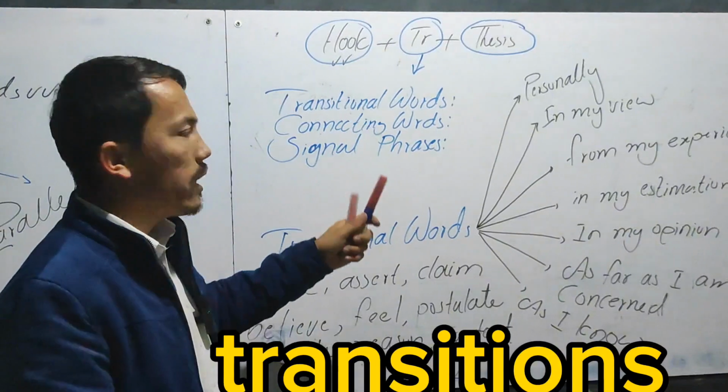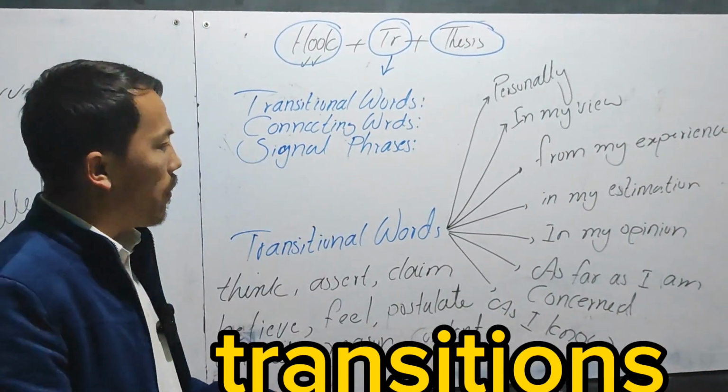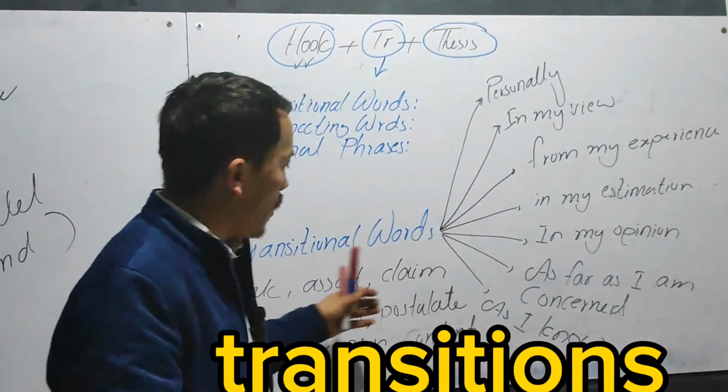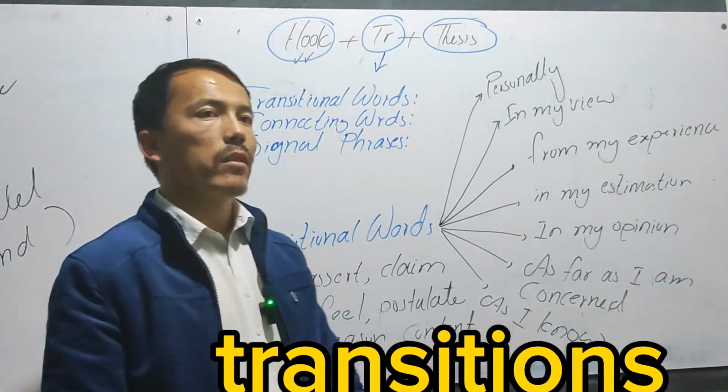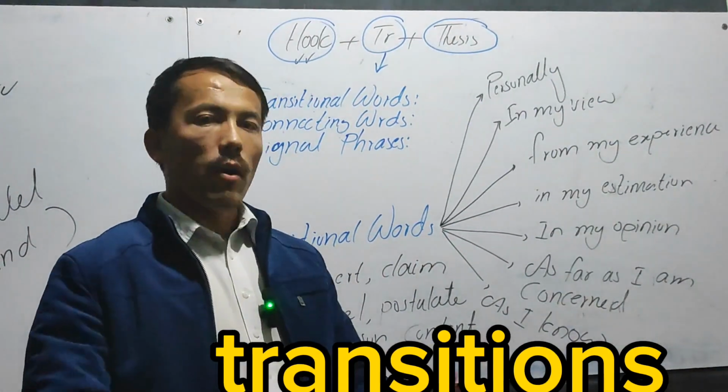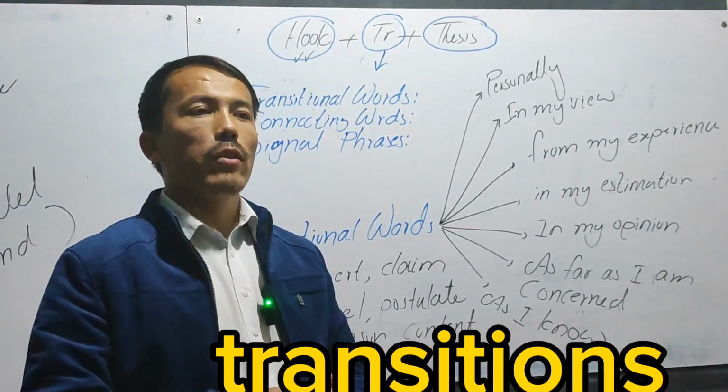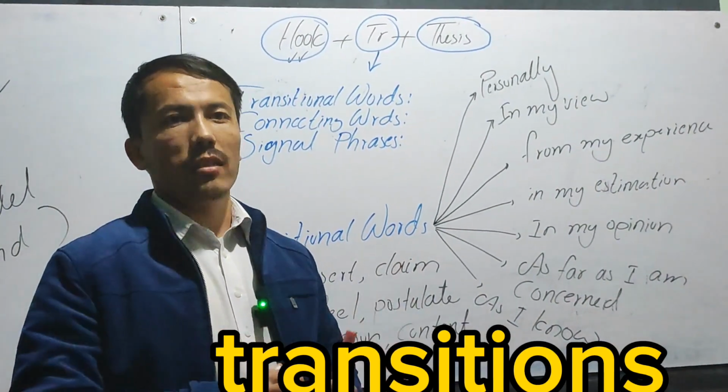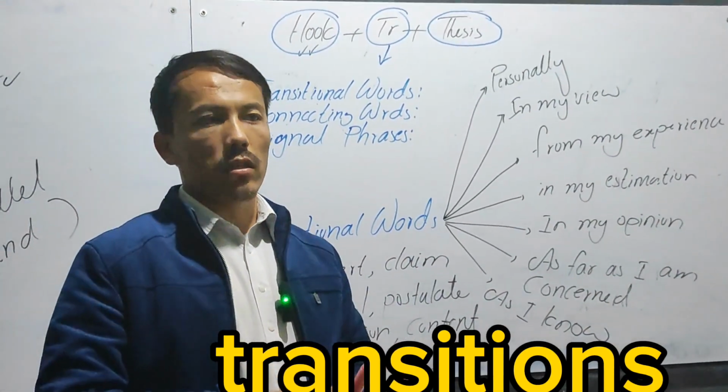Transitional words can be connecting words, or we call them signal phrases. There are some symbols and words that we can use after this kind of transitional words. So now I highly recommend you open your notebooks and write a complete introductory paragraph for me. Let's start. Thank you.